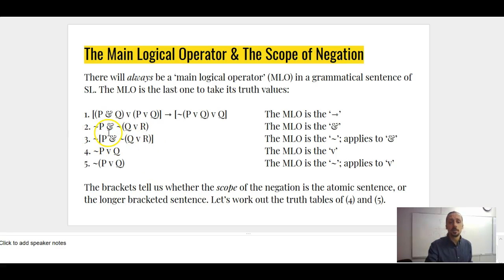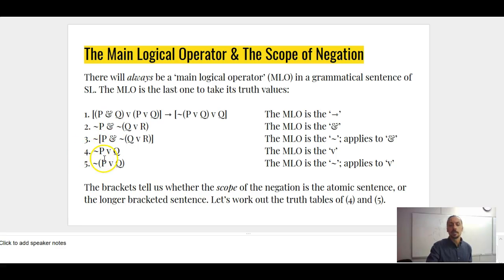Sentence 3 is similar to 2, but notice where the brackets are. The brackets separate out the "not" from the P. So it is not the case that what? It is not the case that P and neither Q nor R. So take a few minutes to really look at how sentence 2 and 3 are syntactically different because of the brackets. Not P and neither Q nor R, versus it is not the case that P and neither Q nor R.